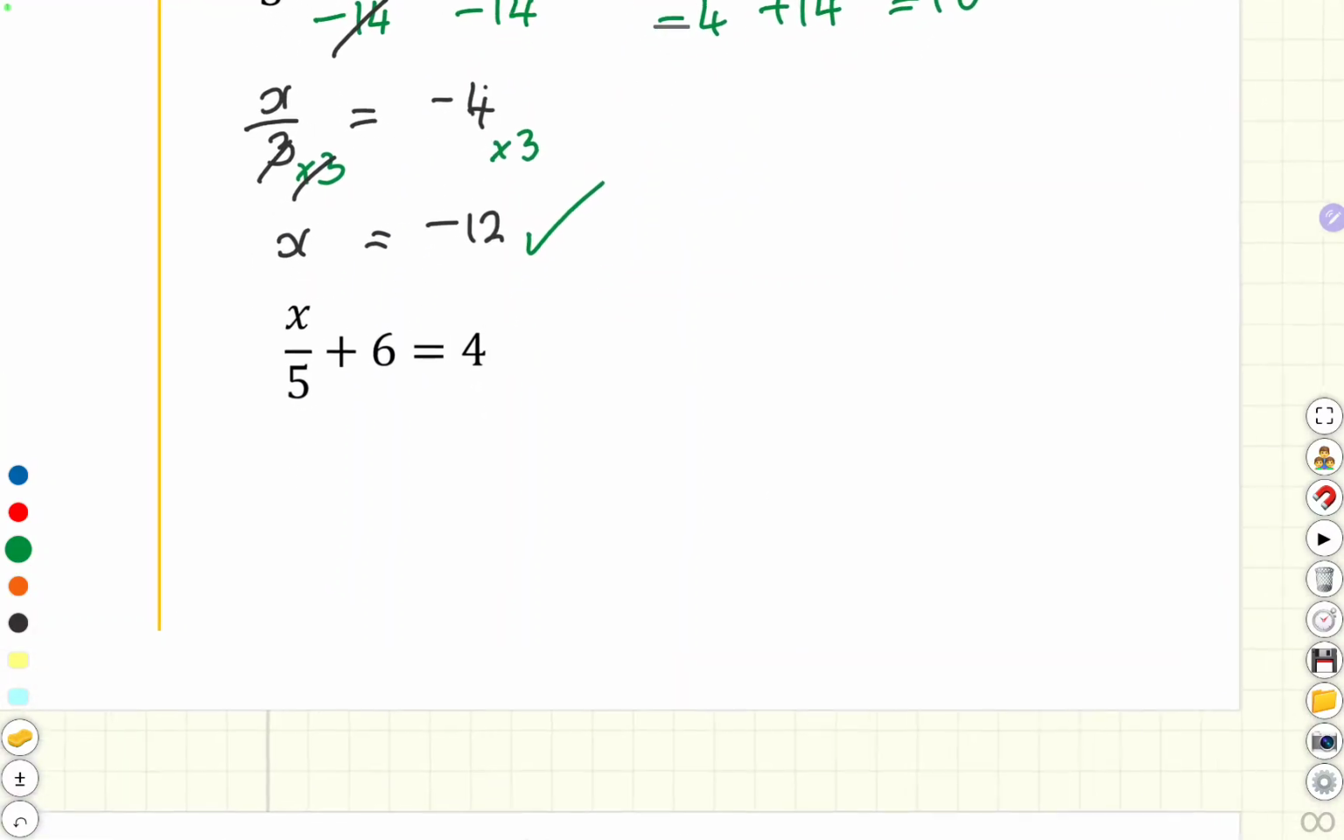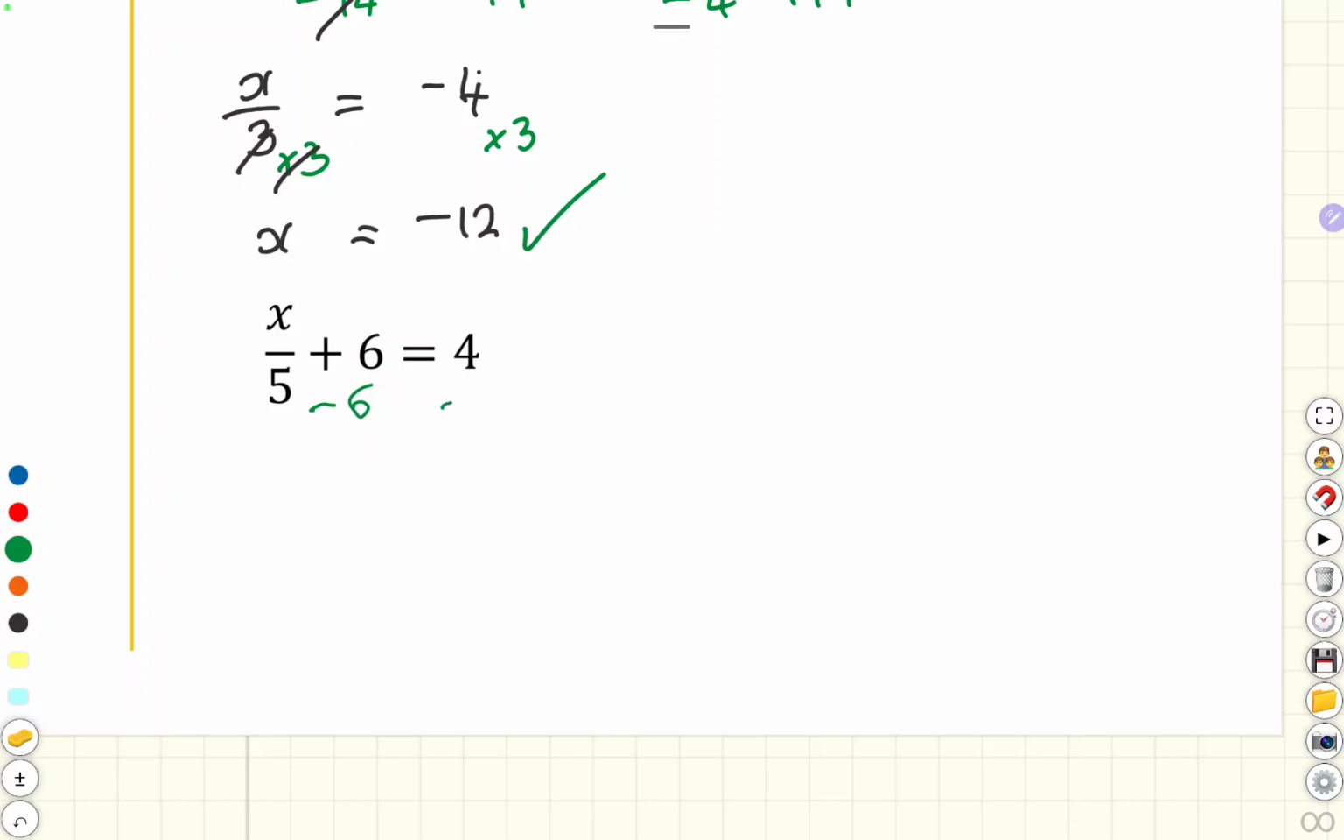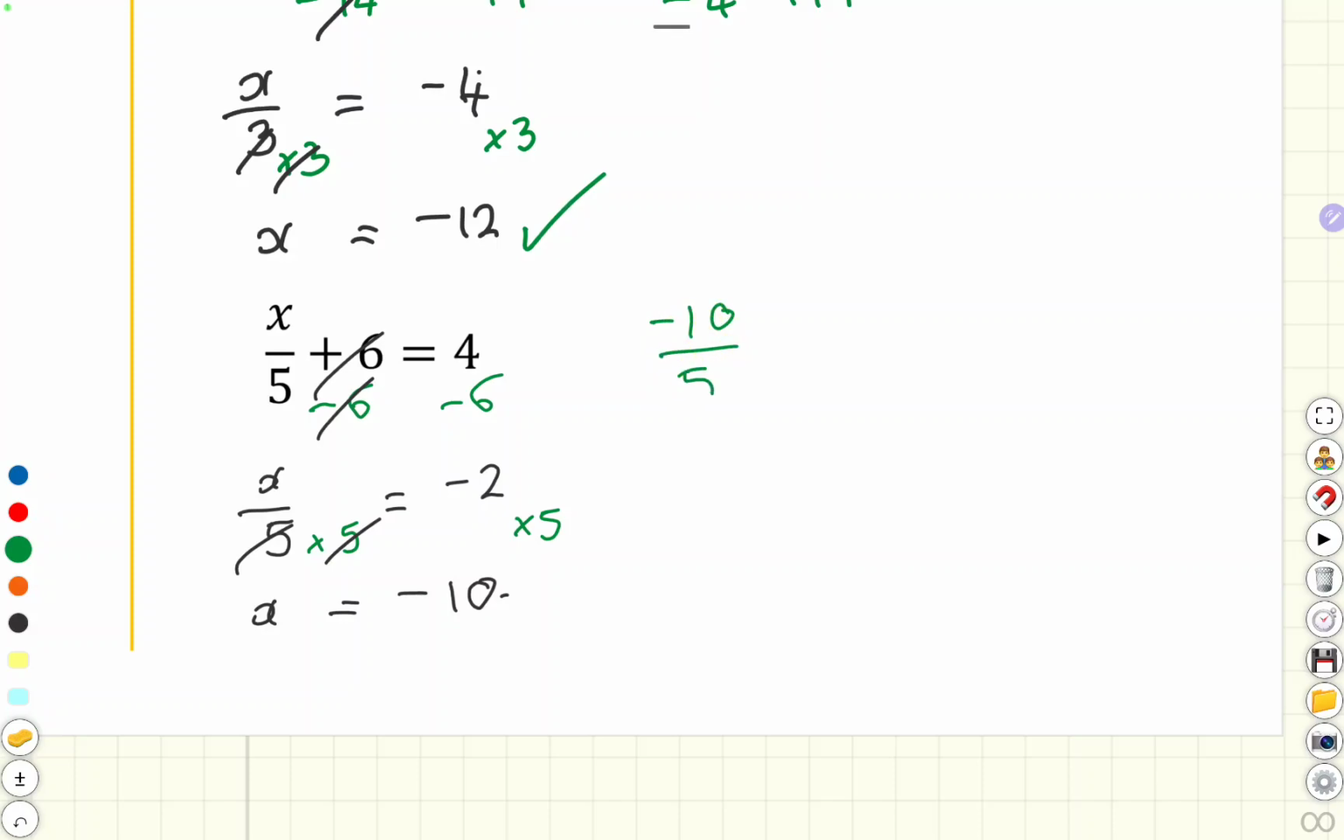Next one. Minus 6 from both sides firstly. And that leaves us with x over 5 equals minus 2. So now multiply both sides by 5. The 5's cancel, and then we've got x equals minus 10. Let's test my answer. Minus 10 divided by 5 plus 6 is minus 2 plus 6 equals 4. So I must be correct.